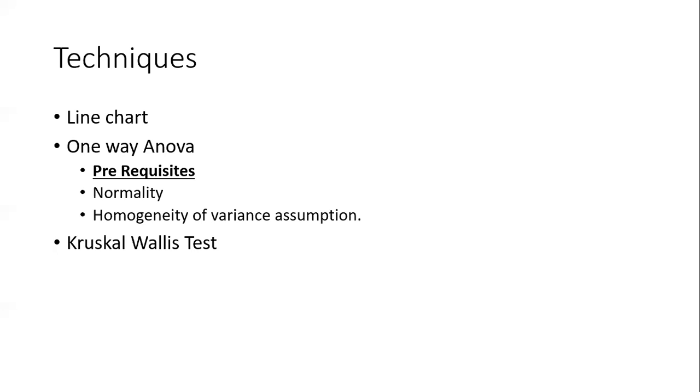If this test fails, we cannot rely on the results of Anova. If the homogeneity of variance assumption fails, then don't look at the results of Anova. Instead of Anova, we need to use a statistical test, that is Kruskal Wallis test, which is a non-parametric alternative to one-way Anova. With this, I will fire up SPSS and show you how Anova and some of these other tests work on this particular data set.